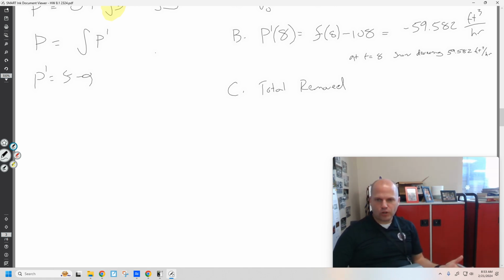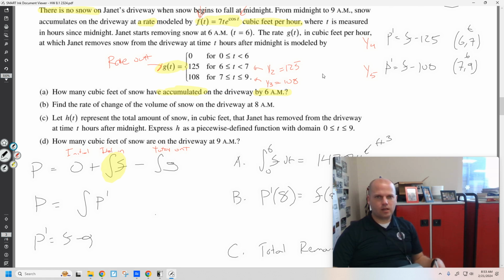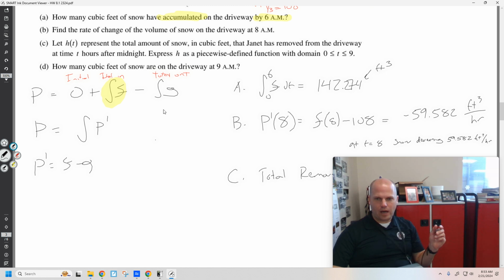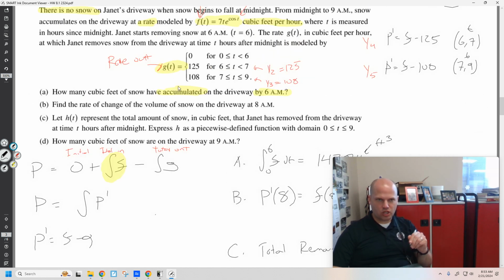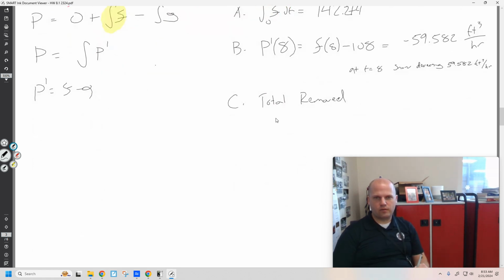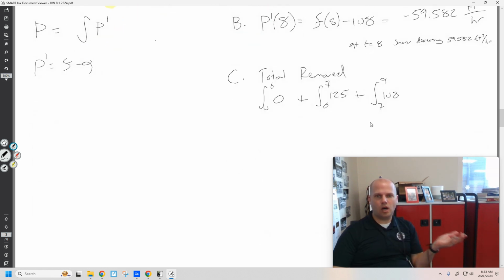Hopefully you're like, yeah, sure, Mr. Messner. We can just worry about the total out. That's accumulating G. But my G changes, so I need to accumulate different G's at different times. So the total removed is 0 from 0 to 6, and 125 from 6 to 7, and then 108 from 7 to 9. Can you get this? Can you understand this? If you understand that, then you really understand this question. That's the total amount removed.